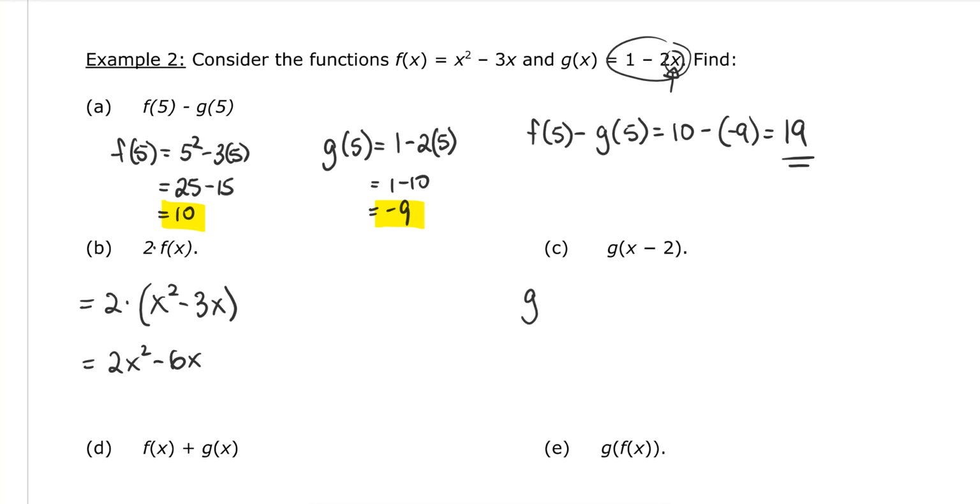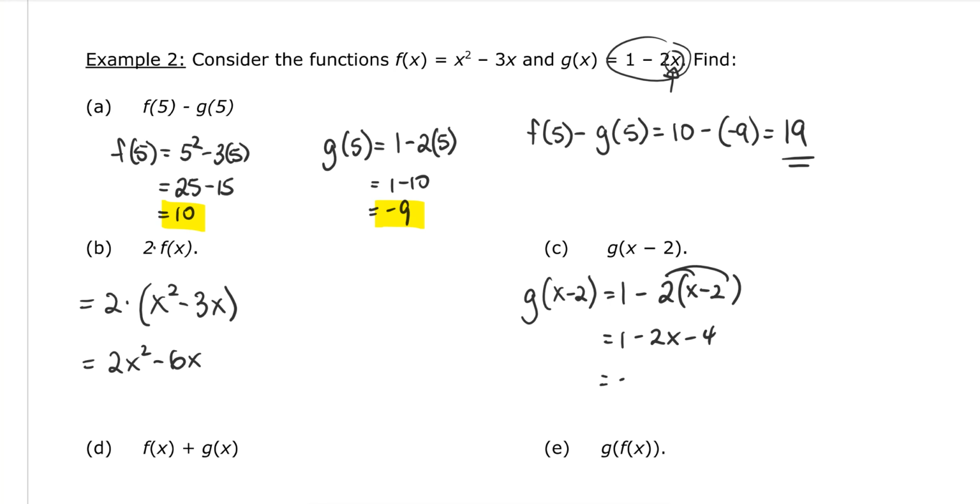So I'm going to say g with an input of x minus 2 will be equal to 1 minus 2 times whatever my input is. So that x is replaced with whatever your input is. My input is x minus 2. So think of that x as a new x, it's a different x minus 2. Okay? And if I simplify that, I get 1 minus 2x minus 4. So I'm distributing the 2 with each of the terms inside.